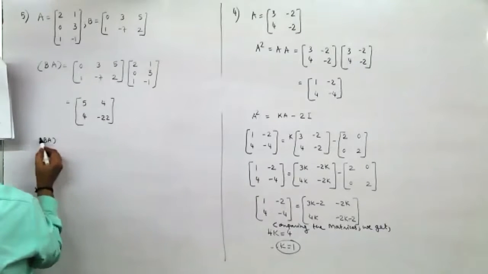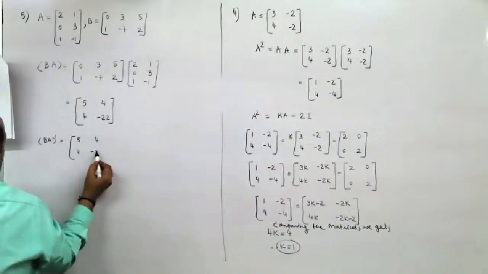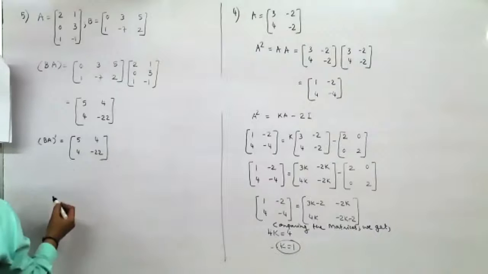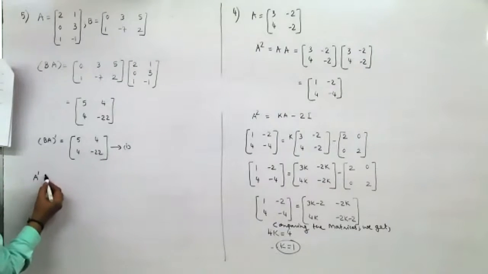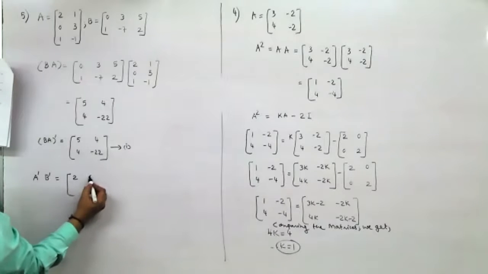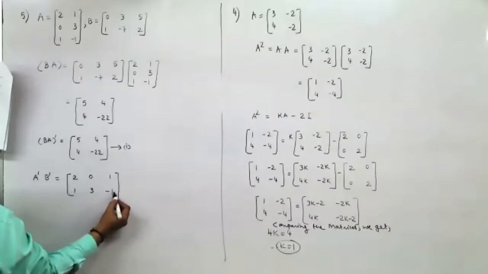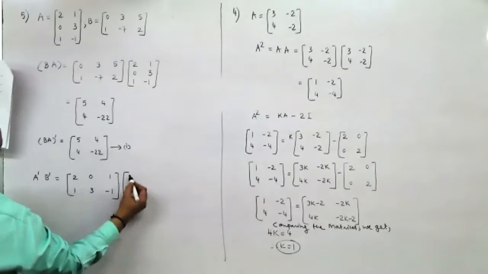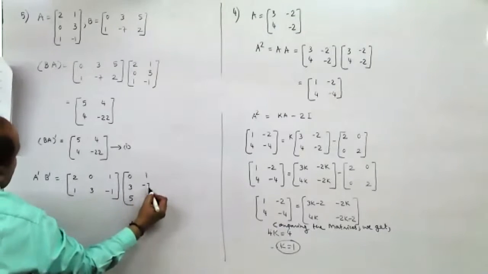What is B transpose? It is equal to 5, 4, 4, minus 22. First one. Now, what is A transpose into B transpose? This would become 2, 0, 1. This would be 1, 3, minus 1. And this would be 0, 3, 5. This would be 1, minus 7, 2.